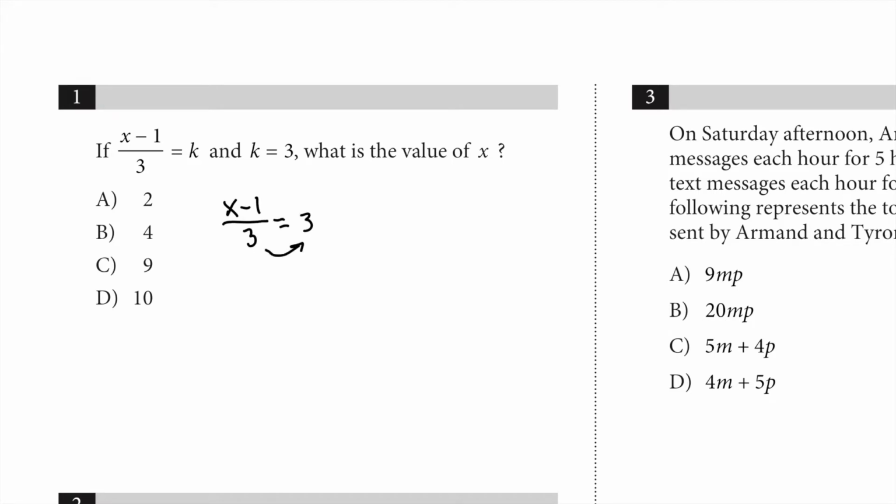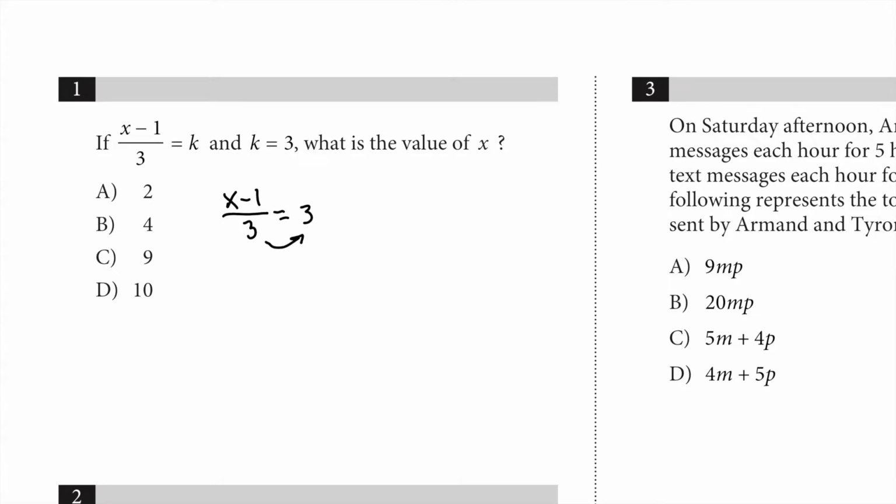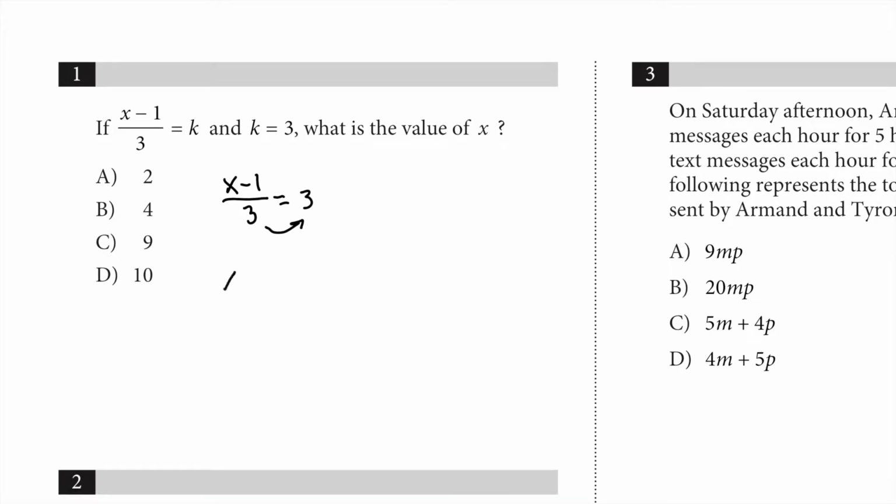Then we multiply 3 to both sides, multiply the denominator to the other side, we get x minus 1 equals 9. Add 1 to both sides, and we get x equals 10. So the answer is D.